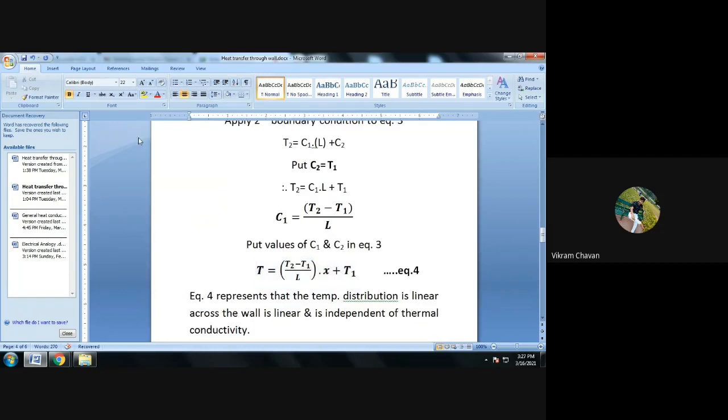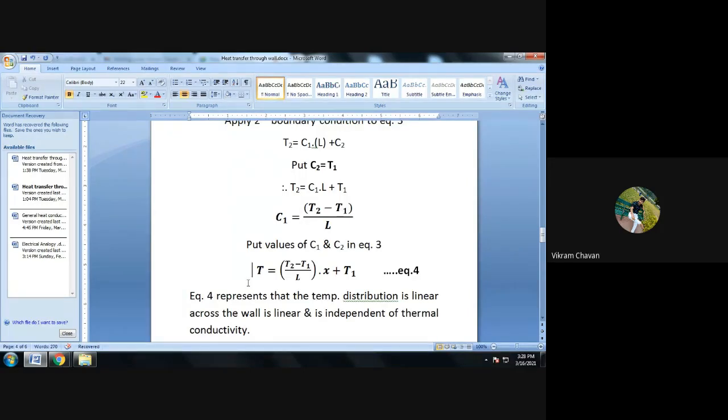Now, if you compare this equation with the line equation, what is the line equation? The line equation is y is equal to mx plus c. So here we can compare T with y, then (T2 minus T1) divided by L with m, and x as it is, and T1 as it is. So we can say that this particular equation is a linear equation. What does it signify? It signifies that the temperature change in a wall occurs linearly.